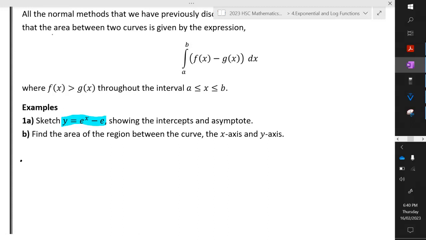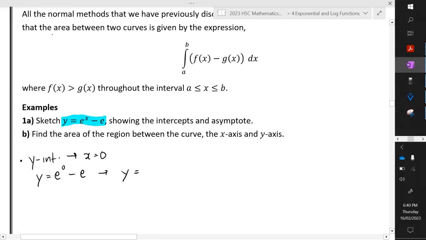So when we're sketching, let's always look at the y-intercept and the x-intercept, okay? So the y-intercept happens when x is equal to 0. So let's put x equals 0 in there. So y equals e to the 0 minus e. So our y-intercept happens at e to the 0 is 1, so 1 minus e. So at (0, 1 minus e), that's our point for the y-intercept.